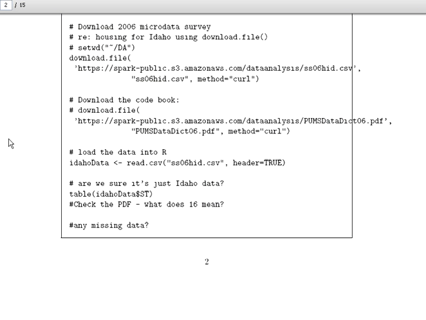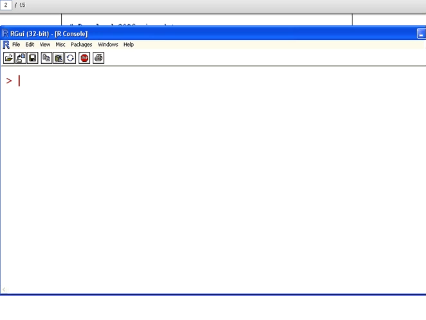As the question is specific to Idaho, we're just going to double check: do we just have data for Idaho? So, table IdahoData ST. So, yes, it's just for one state. It seems to be state 16. But anyway, we just take it as read that that is Idaho data and there's no data mixed in from any other state like Maryland or Iowa or anything like that. So we have 6,496 observations for the state of Idaho.